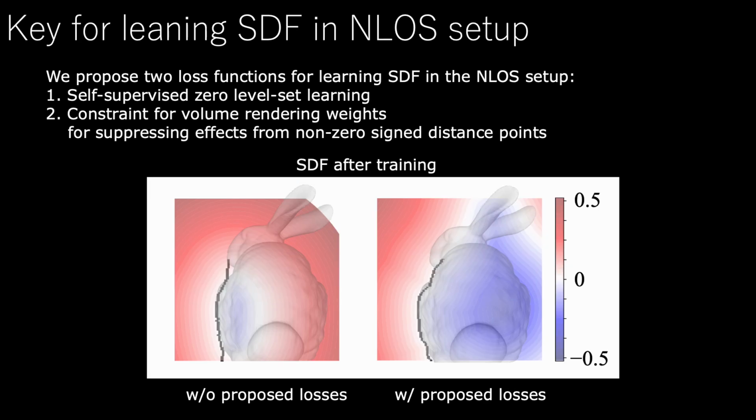We found that limited observation in the NLOS setup led to incorrect SDF. To avoid this, we propose two loss functions for learning SDF in the NLOS setup. One is self-supervised zero-level set learning to learn a correct zero-level set. The other is a constraint for volume rendering weights for suppressing effect from non-zero signed distance points.